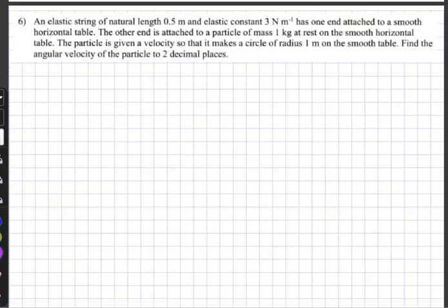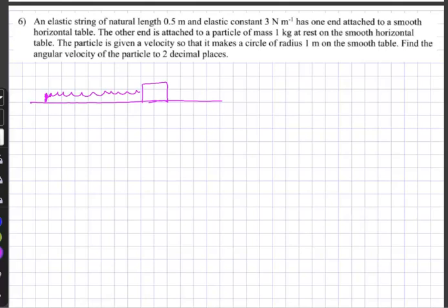Okay, and a completely different scenario. An elastic string of natural length 0.5 meters and elastic constant of 3 newtons per meter has one end attached to a smooth horizontal table, so it's a fixed point. The other end is attached to a particle of mass 1 kilo at rest on a smooth horizontal table. So you can imagine you've got your smooth table, you've got your string connected to a fixed point, and you've got an object. Now, the particle is given a velocity so that it makes a circle of radius 1 meter on a smooth table.